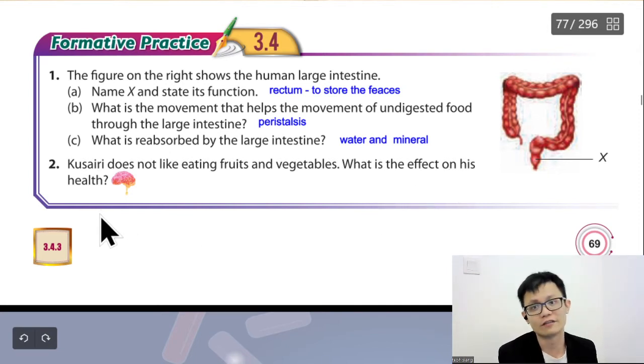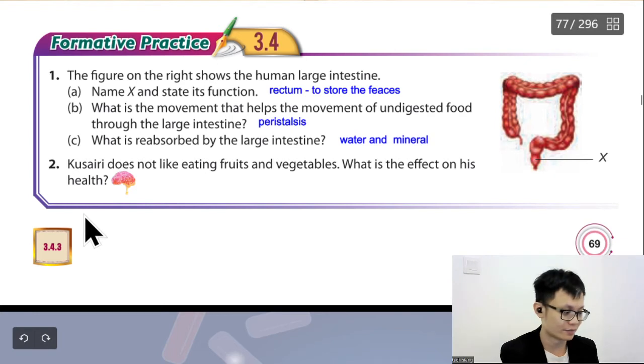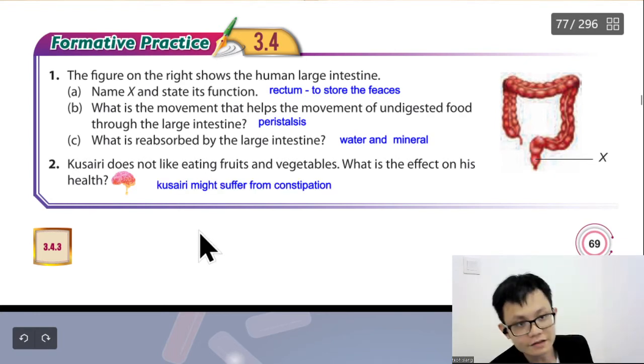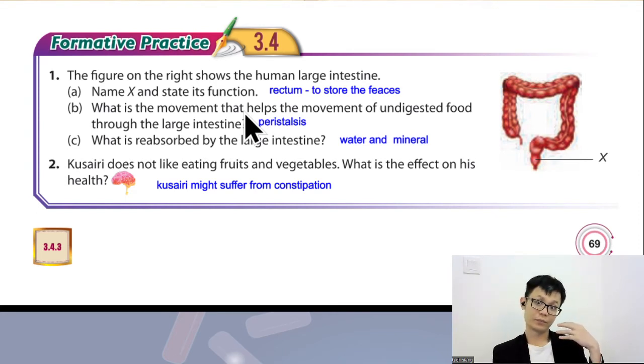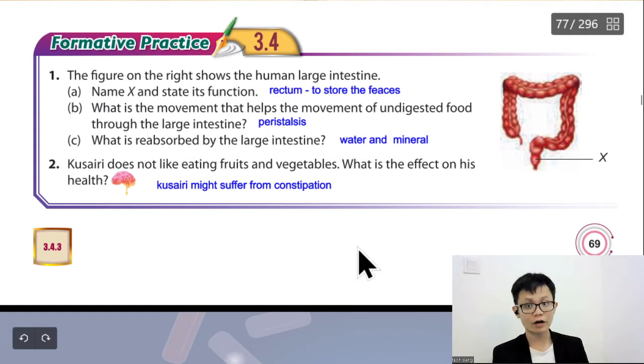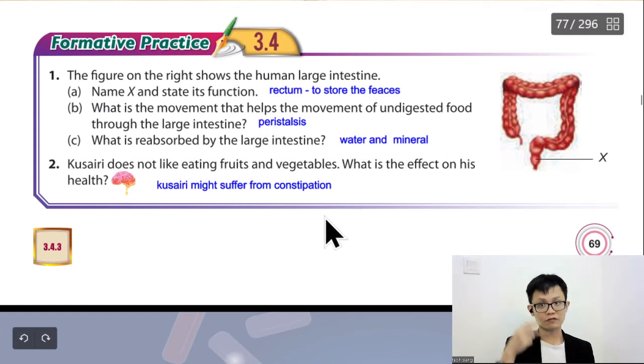So what will happen if you don't eat fruit and vegetable? Okay, I just copied one of my student's answers. Kusari might suffer from constipation, meaning you go to the toilet and you cannot pass motion. This question does not state how many marks, so I don't know how many points. If it's 2 marks, then 2 points. This is 1 point: might suffer from constipation.